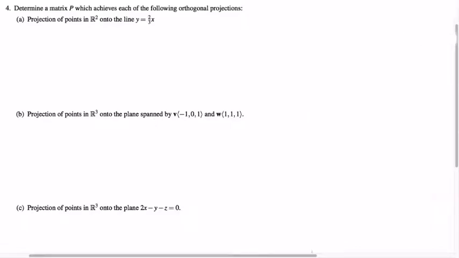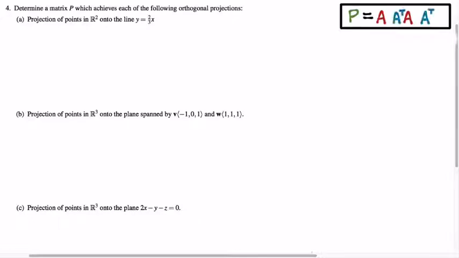In problem 4, you're asked to determine projection matrices. In one example, a projection matrix in R2. In the second and third examples, they're projection matrices in R3, and projections onto subspaces that are given to you. In the first example, we'll do it with a line. In the second and third examples, we'll do it with a plane.